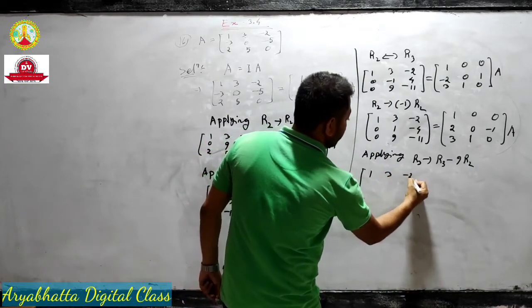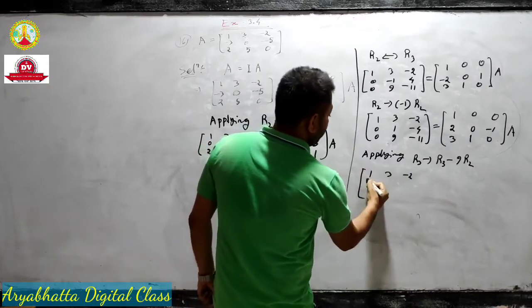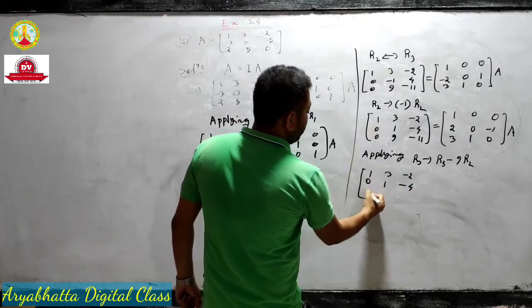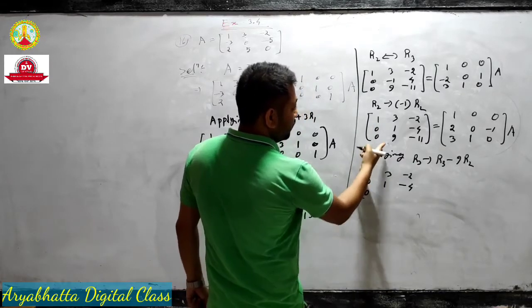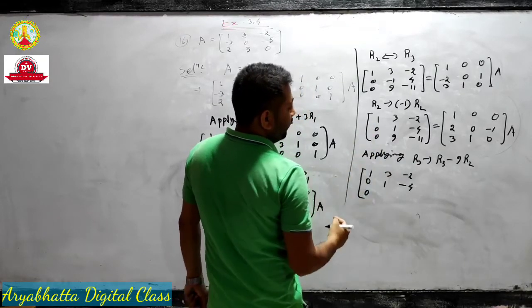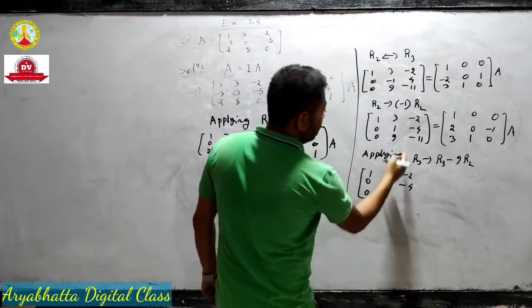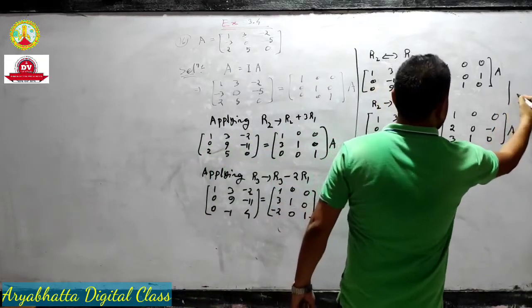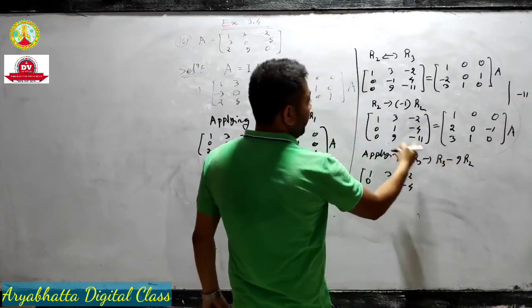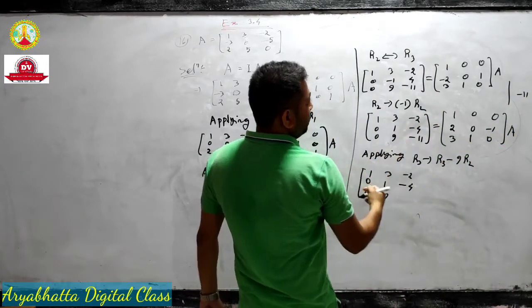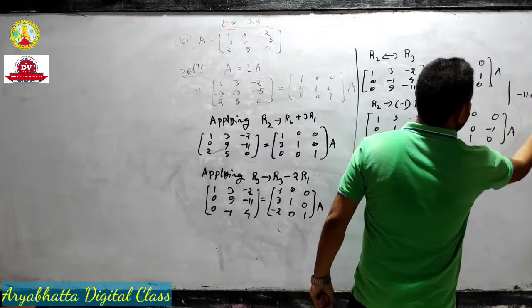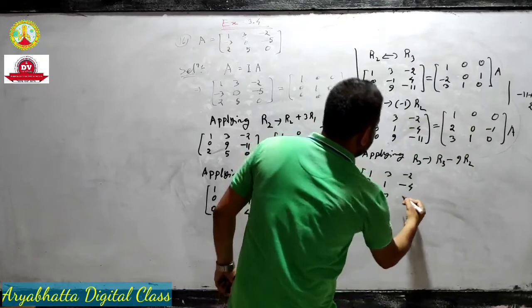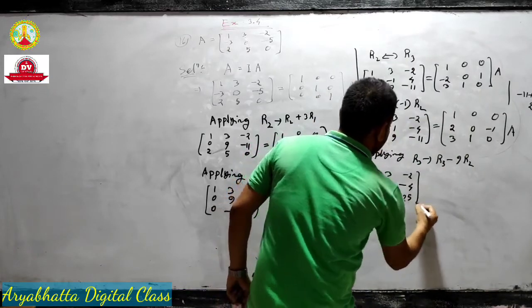1 3 minus 2. Next 0 1 minus 4. This element is 0, this element 0, 9 minus 9 into 1, 9, 0 minus 11, plus 36, this is equal to 25.